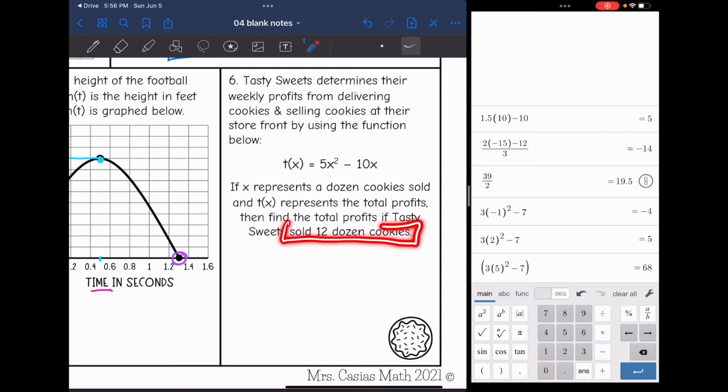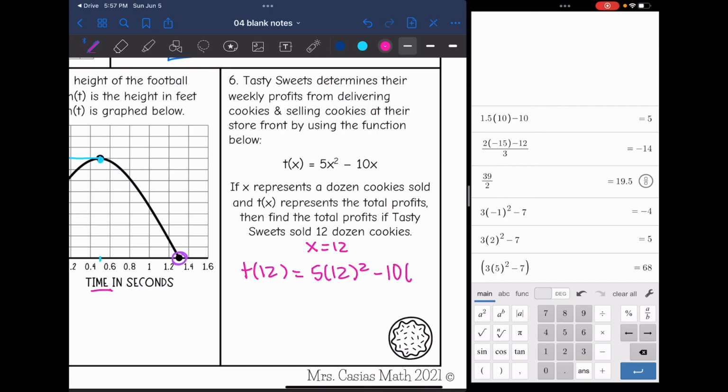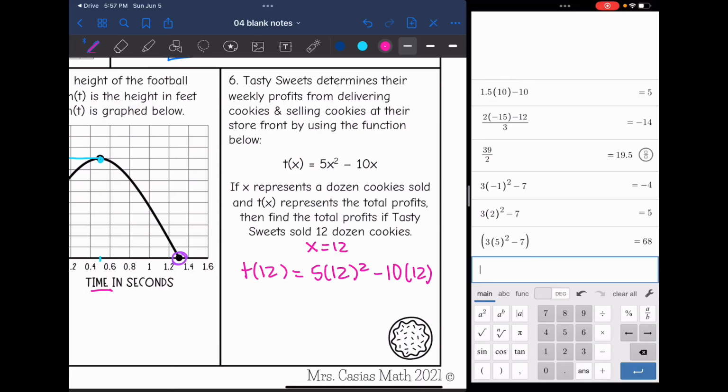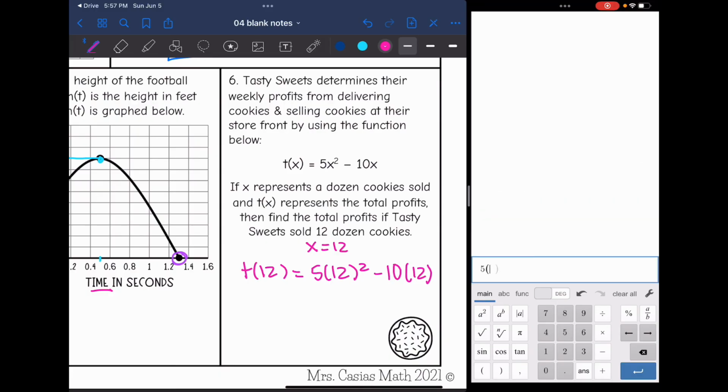So they gave us this information, 12 dozen cookies. We need to determine if that was the output or the input they gave us. They told us x represents a dozen cookies, so that is an x that they gave us. So they're wanting us to find t of 12 by replacing x in this function with 12, since they sold 12 dozen cookies. And I'm just going to put that into the calculator. 5 times 12 squared minus 10 times 12. So after they sold 12 dozen cookies, they made a profit of $600.